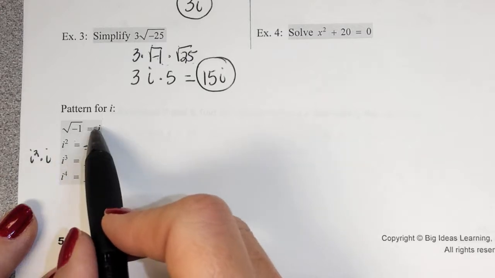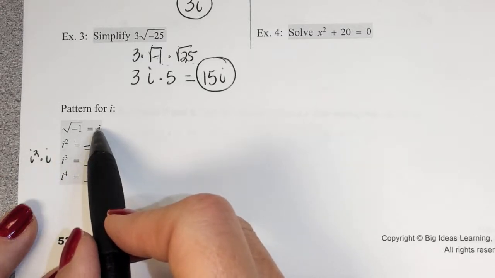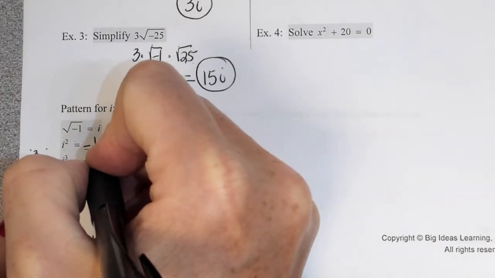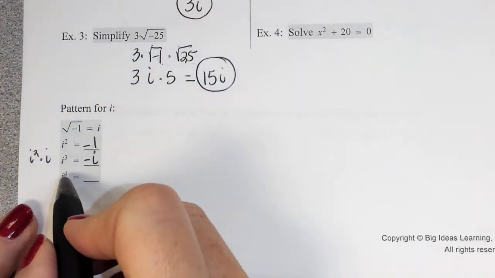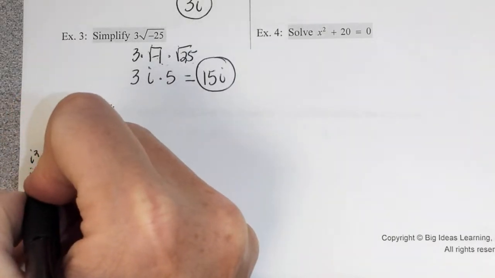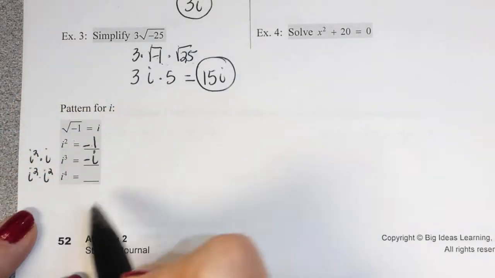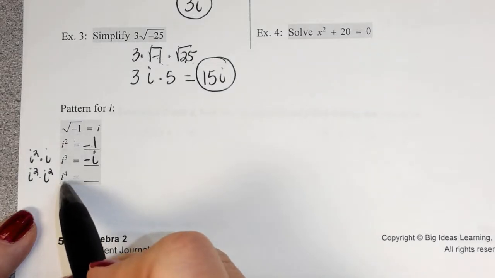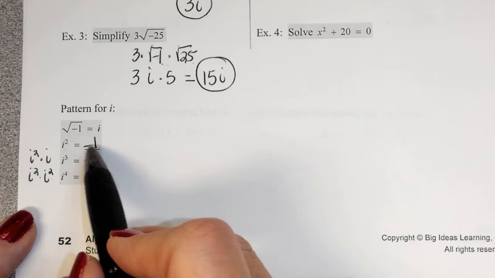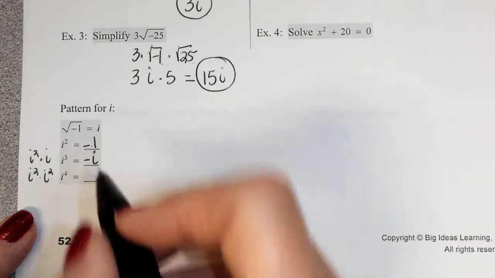I squared times I, -1 times I is just -I. And then I to the fourth, I can think of as just I squared times I squared. That's another name for I to the fourth. So what is I squared times I squared? What's negative 1 times negative 1? 1.